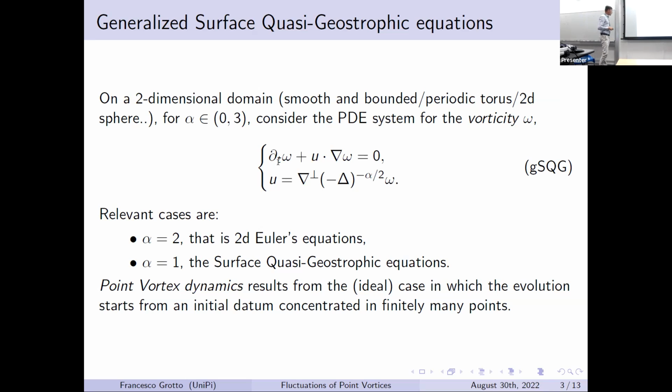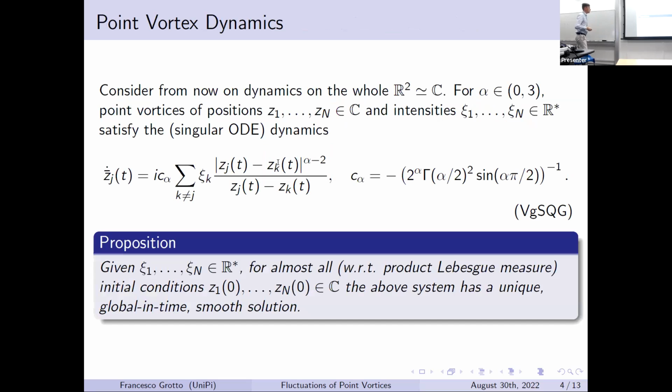And right, so what are point vortices? If we take an initial distribution of the vorticity, which is a scalar field, concentrated in finitely many points, so a weighted sum of Dirac deltas, then one can ask what is the evolution of this. The PDE doesn't really make sense, but then one can take smooth approximations of these Dirac deltas, run the PDE, and then send the approximation to the limit, and what is obtained is this kind of dynamics.